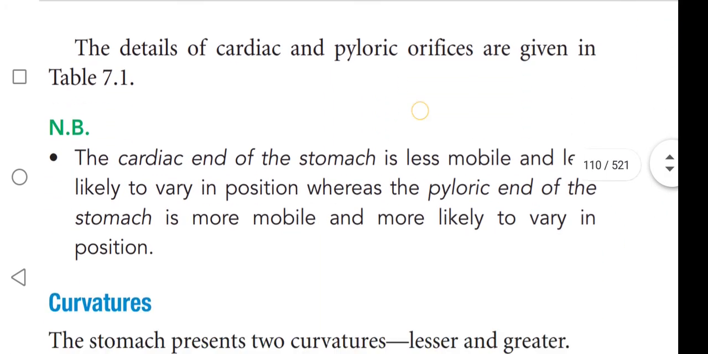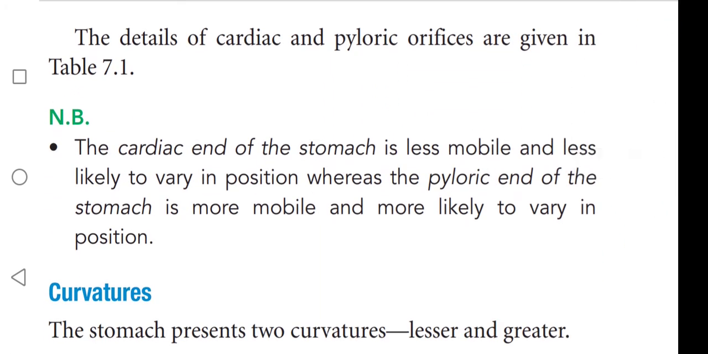Next, coming to the note. The cardiac end of the stomach is less mobile and less likely to vary in position, whereas the pyloric end of the stomach is more mobile and more likely to vary in position.